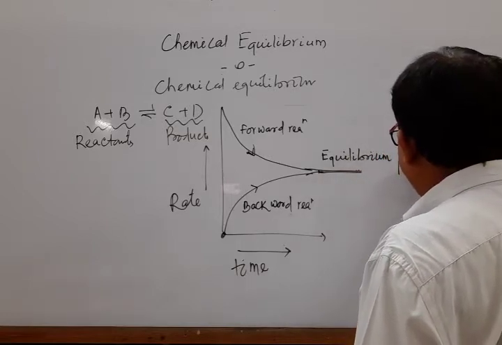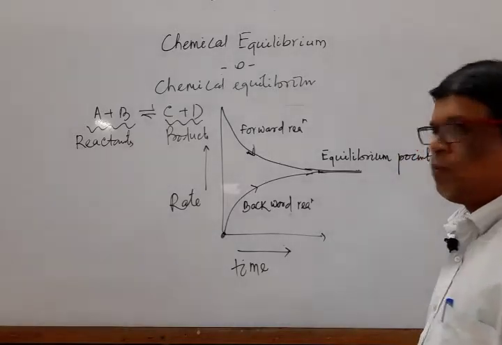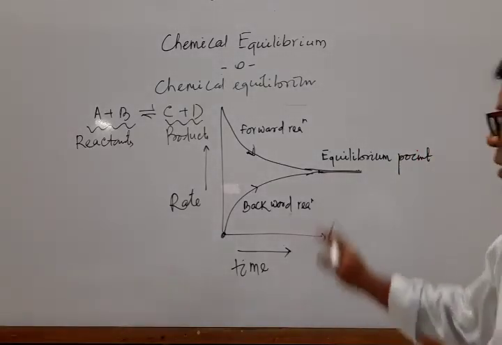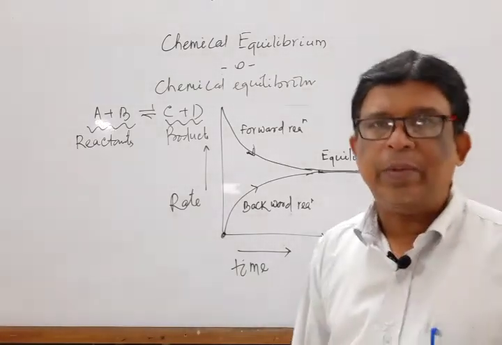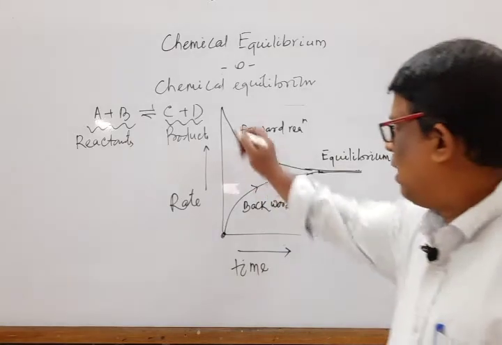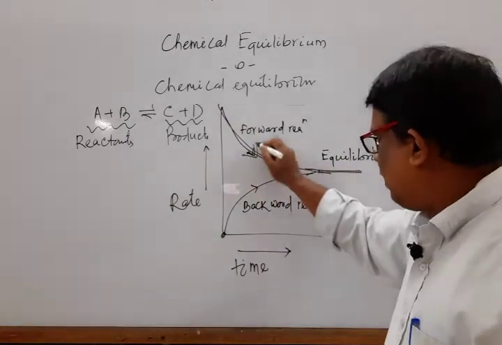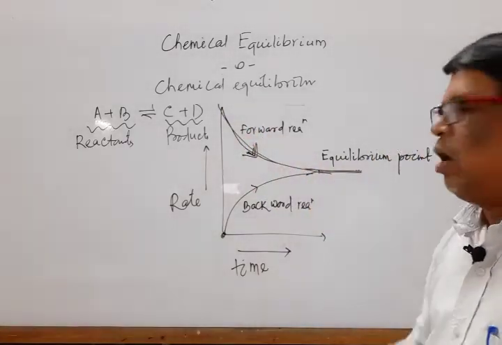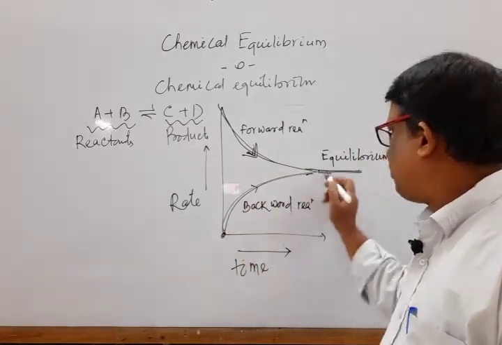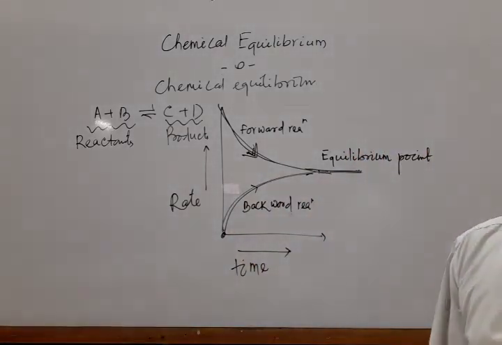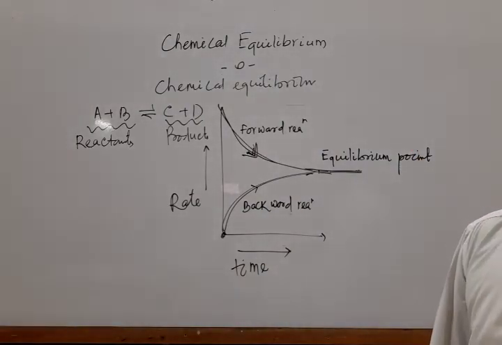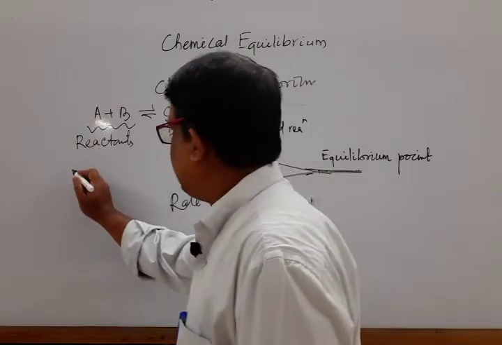Equilibrium point. So from this graph it is clear that this chemical equilibrium is dynamic in nature. During the progress of time, I repeat again, the concentration of the reactant gradually decreases, while the concentration of the product gradually increases. Hence, from this graph it is clear that at equilibrium, 2 to 3 points are there.